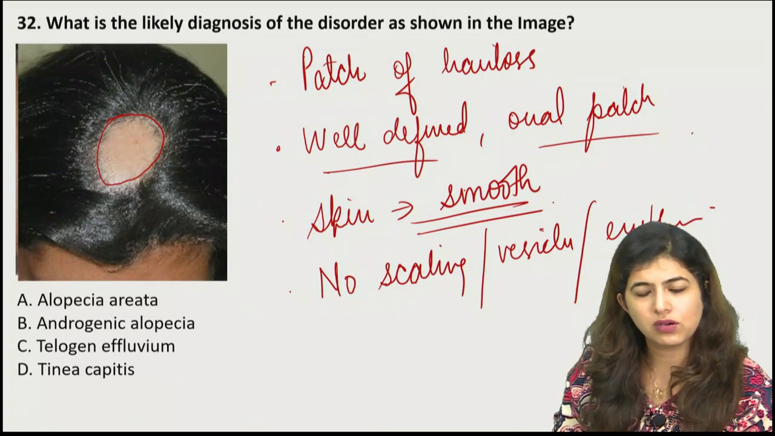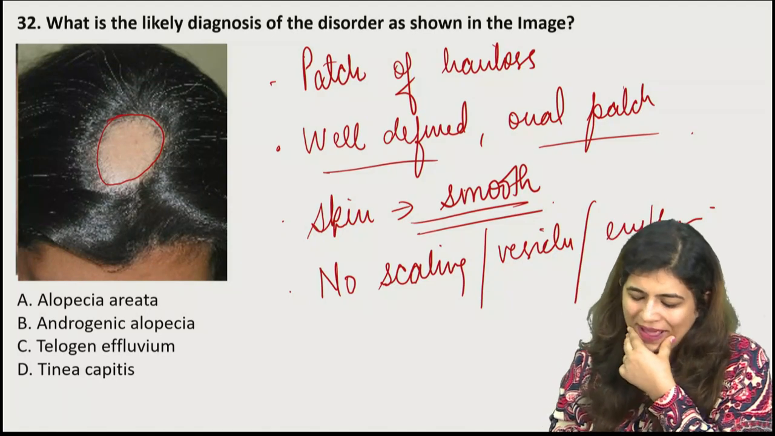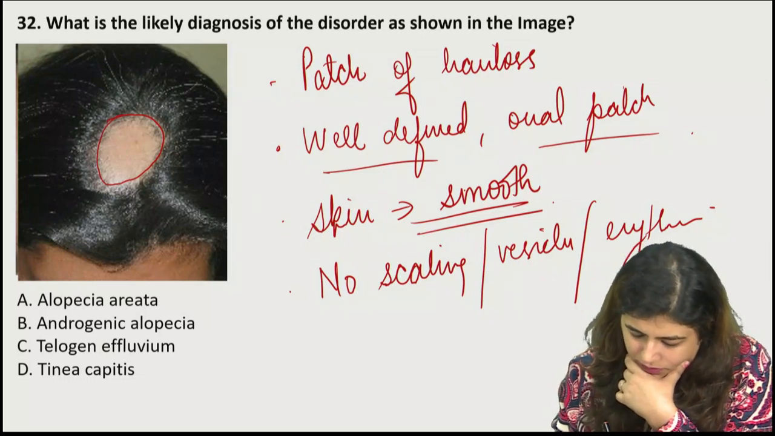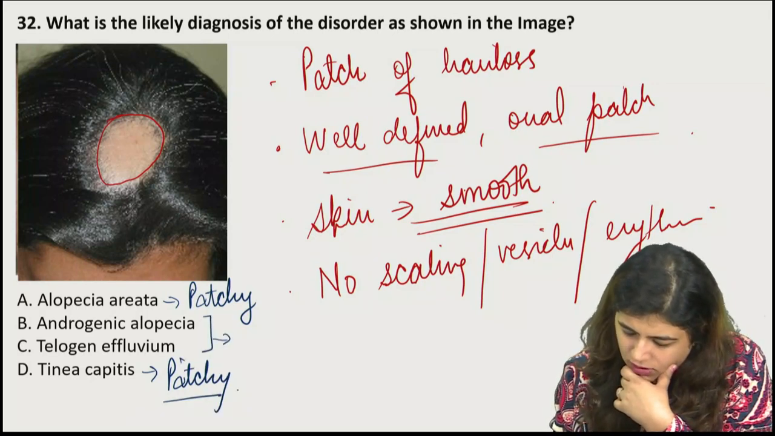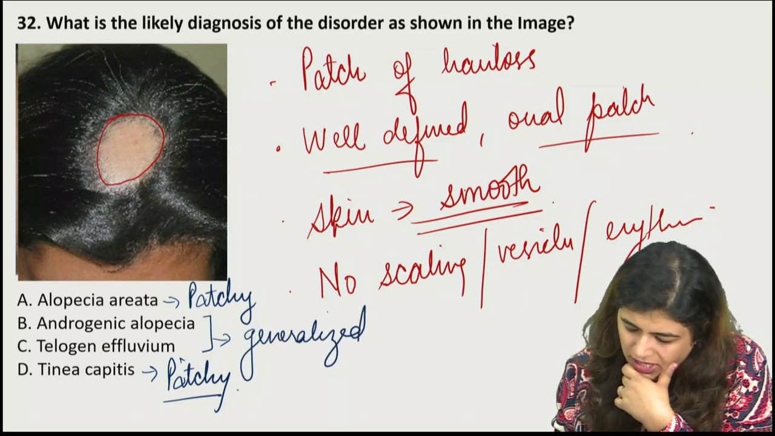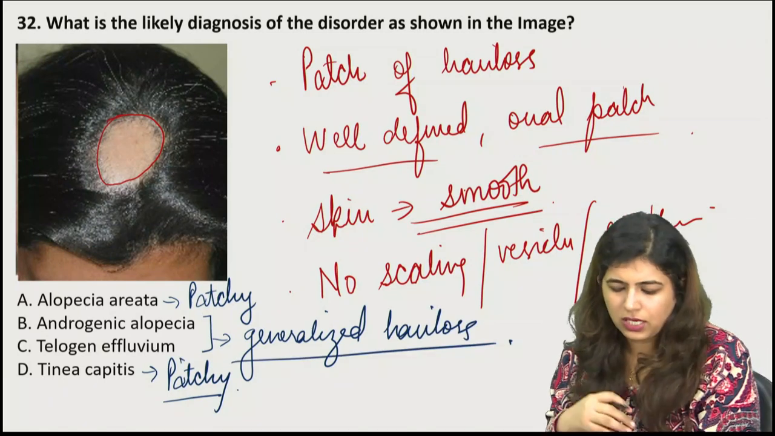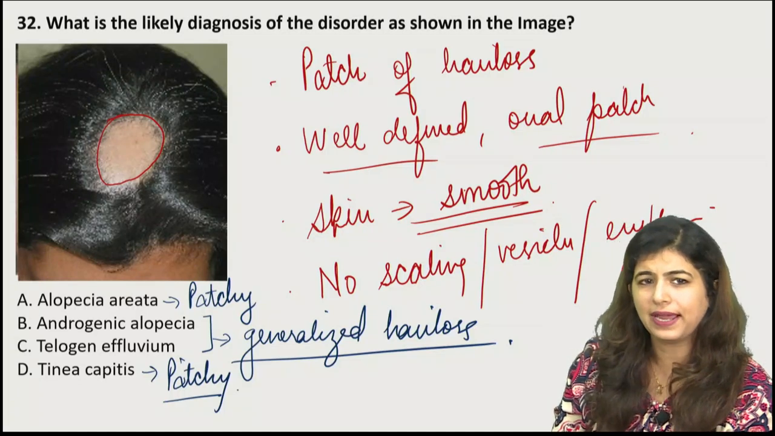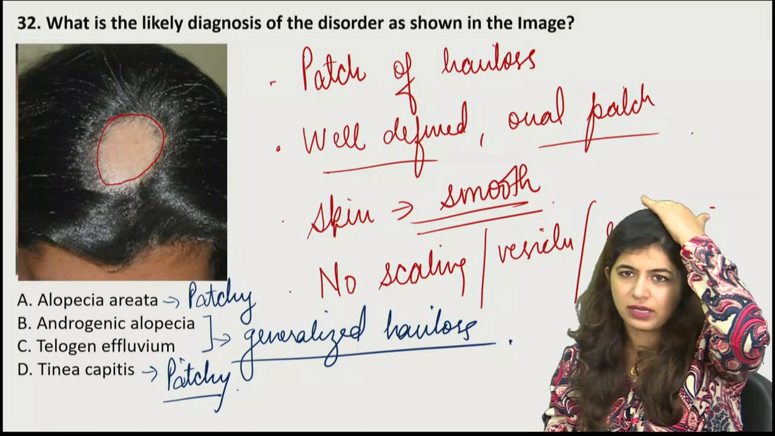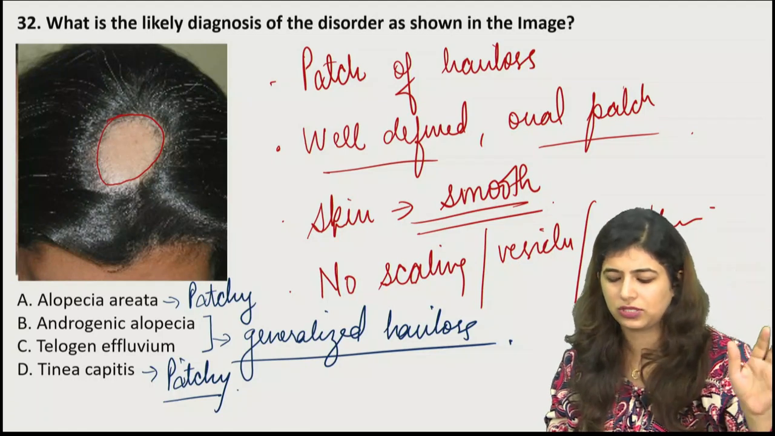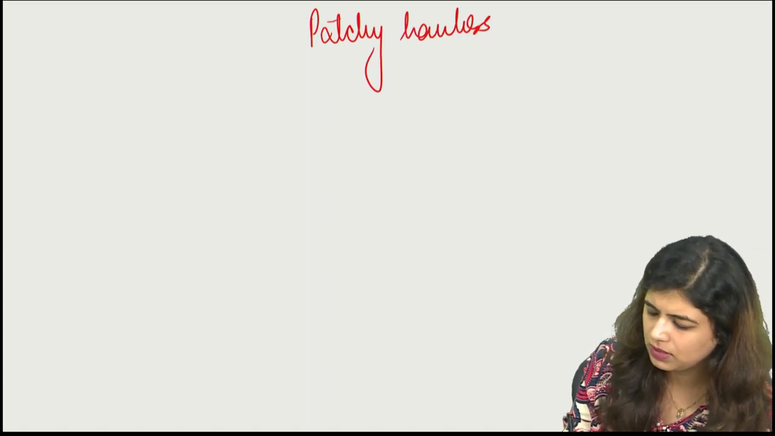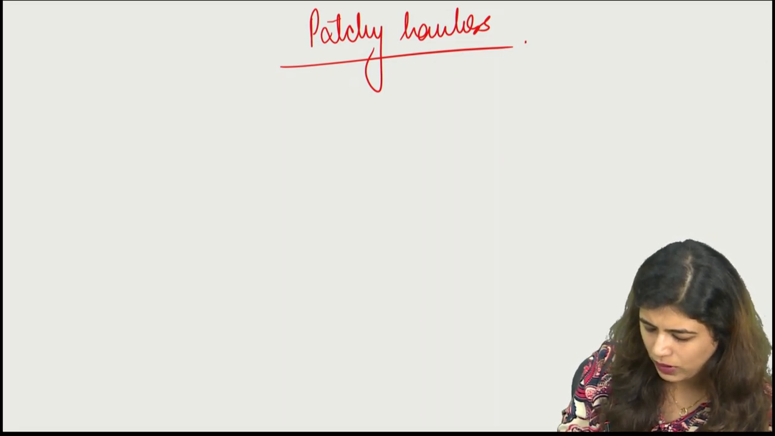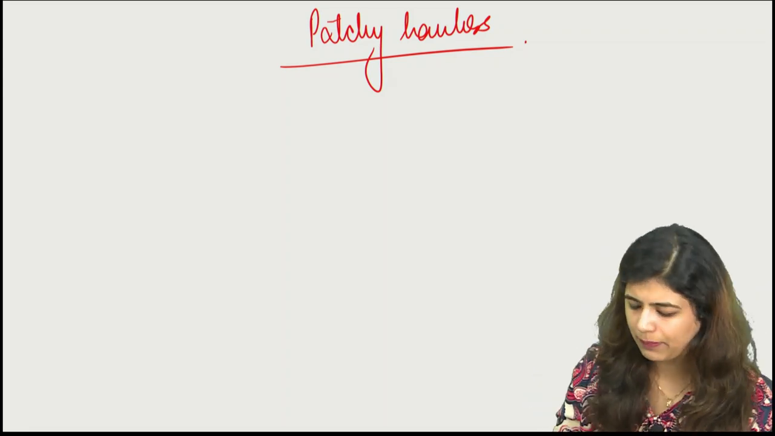So what do these options look like? I know for sure that alopecia areata is definitely patchy and tinea capitis is also patchy. But androgenic alopecia and telogen effluvium are causes of generalized hair loss. So amongst the patchy causes of hair loss, I have options A and D. B and C are ruled out because these will cause hair loss all over the scalp, not such individual patches. Mostly and always, I will have alopecia areata and tinea capitis as my options.